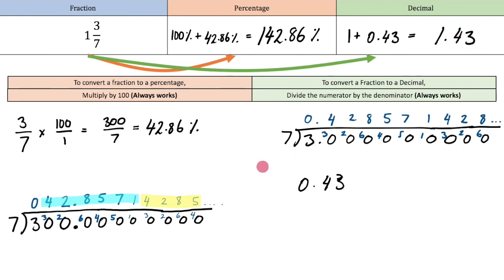This one was a little bit harder because we had this recurring business going on, but hopefully it all made sense. We did that rounding, which hopefully made it a bit easier on you.